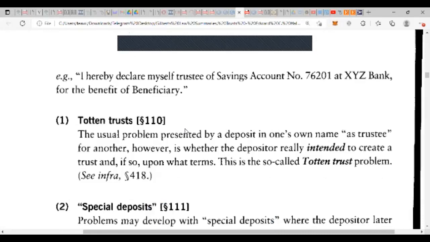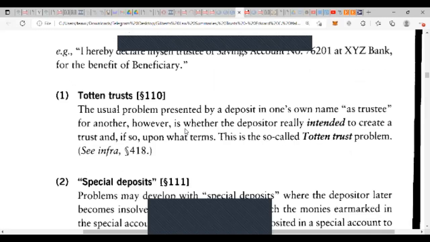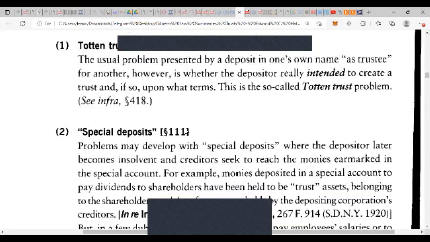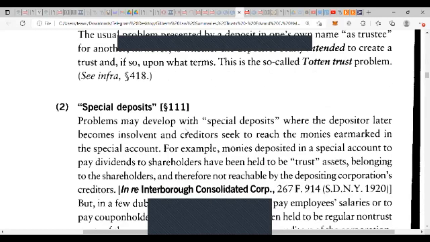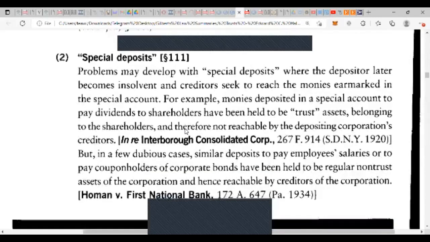Number one, Totten's Trust, Section 110. The usual problem presented by a deposit in one's own name as trustee for another, however, is whether the depositor really intended to create a trust, and if so, upon what terms. This is the so-called Totten Trust problem. See infra 418.